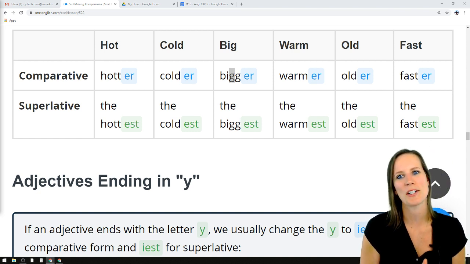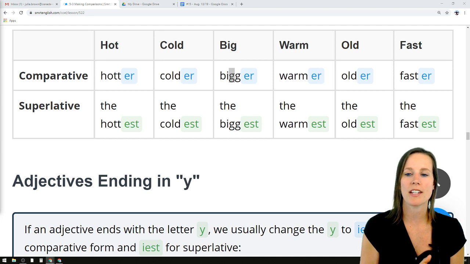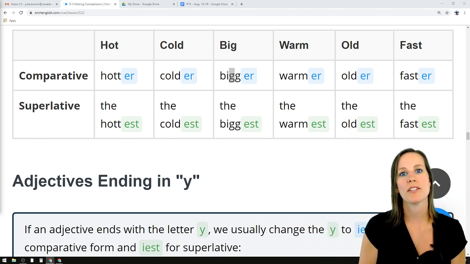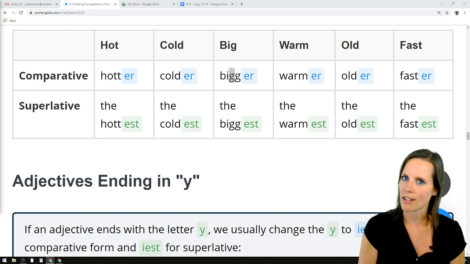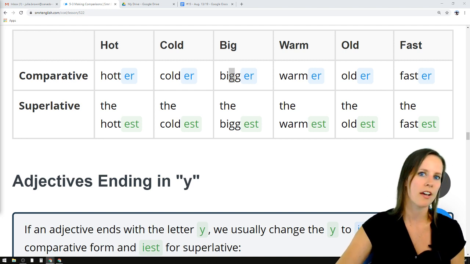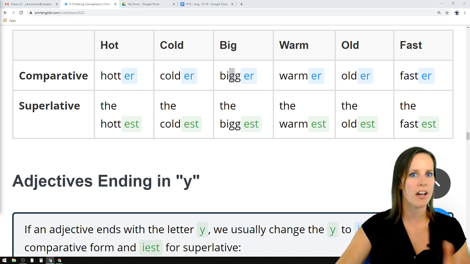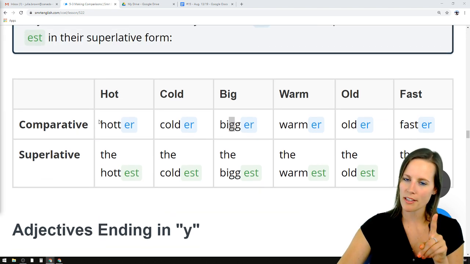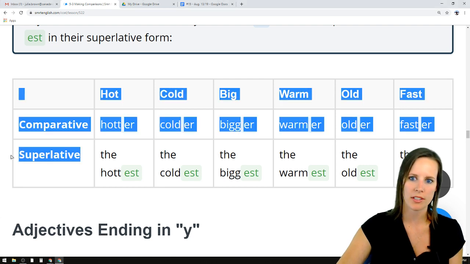Superlative. Let's get going with the superlatives. Superlatives are different than comparatives because you are saying one thing is more than everything else, okay? So we do use the article the. Don't forget the. The hottest, the coldest, the biggest, the warmest, the oldest, the fastest. It is a stronger statement, okay? So, one syllable, add ER to the comparatives, add EST to the superlatives, okay?